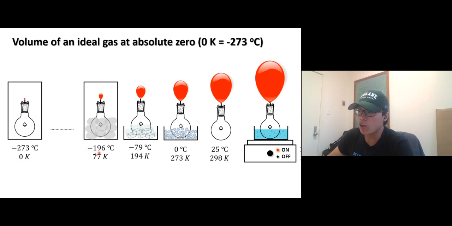We can't really go any lower. We can, but it's very difficult. If you use dry ice, that's negative 79 degrees Celsius. Use liquid nitrogen, that's negative 196 degrees Celsius. It's so difficult to get to negative 273 degrees Celsius. So we never get to that point. But in theory, the volume of the balloon should be 0.